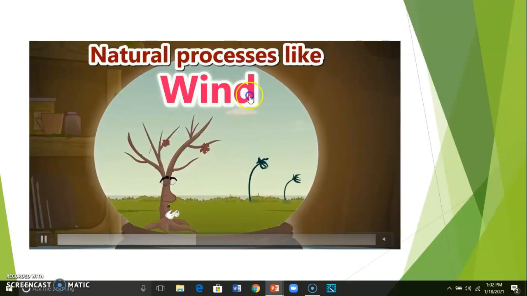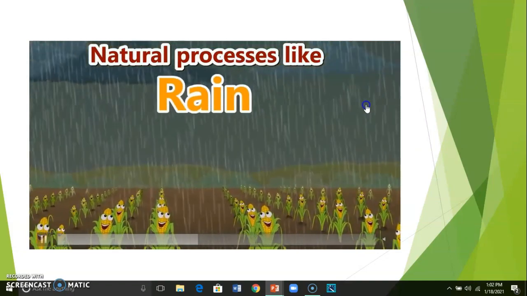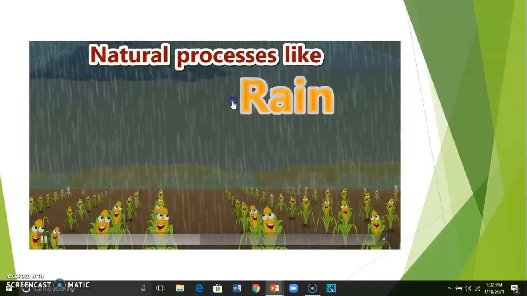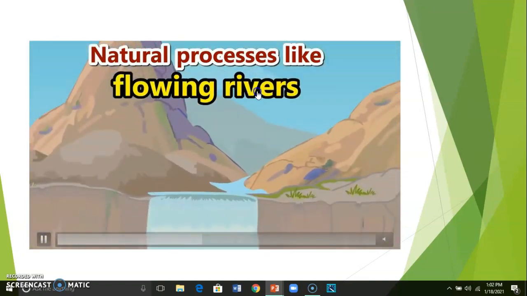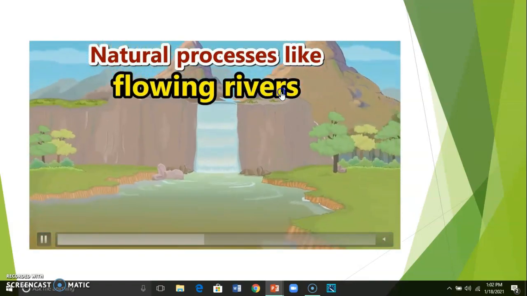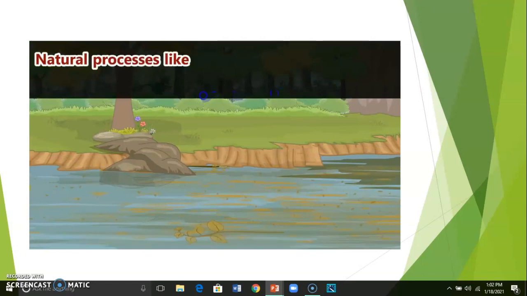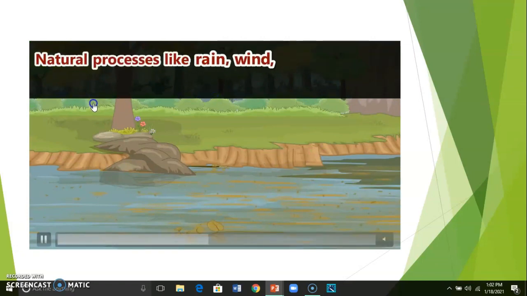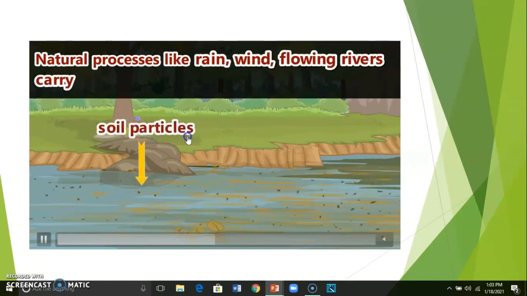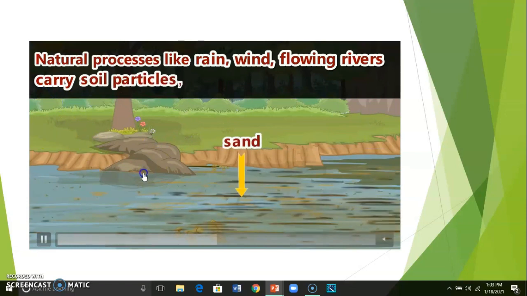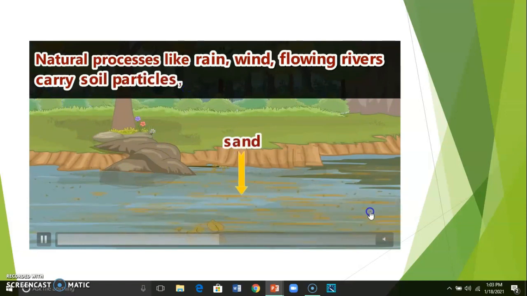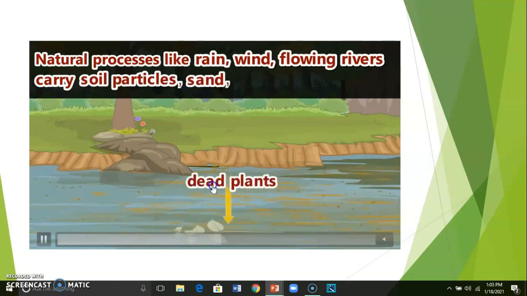Natural processes like wind, rain, and flowing rivers carry soil particles, sand, and dead plants.